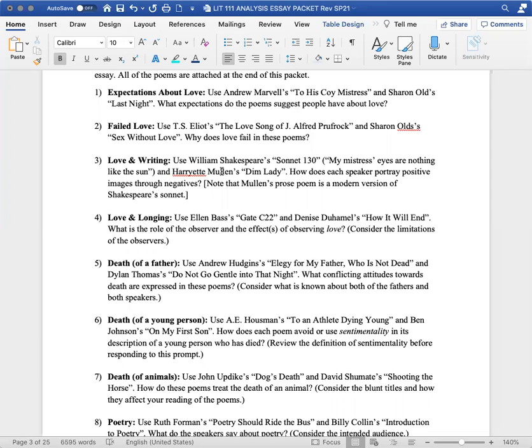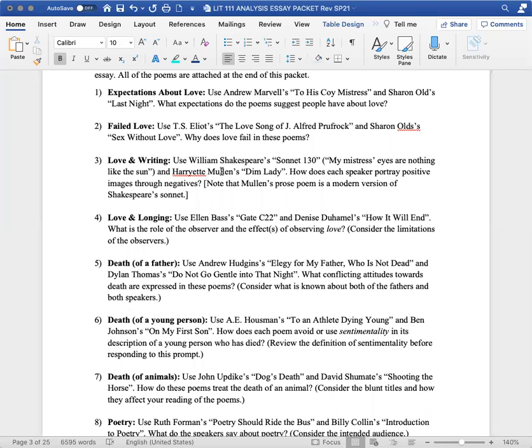Failed love. So the Love Song of J. Alfred Prufrock is really long, but it has a lot of answers to this question. So choose carefully. If you wind up choosing this one, just know it's a really long poem, but in a way it's good because there's a lot to say about it. So using T.S. Eliot's The Love Song of J. Alfred Prufrock and Sharon Olds' Sex Without Love, why does love fail in these poems? All right.